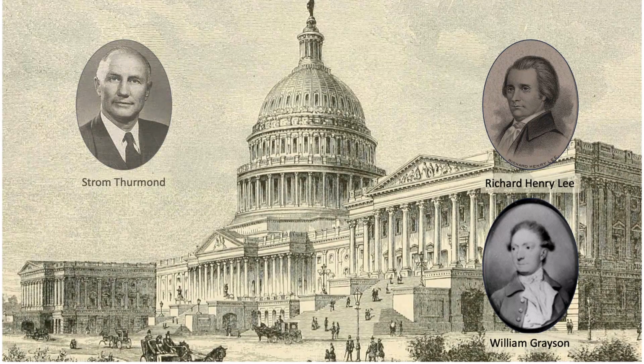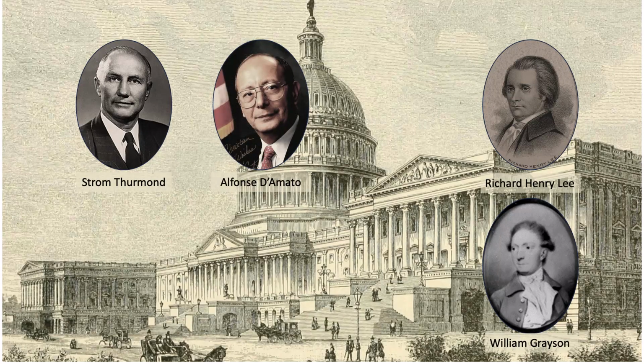In addition to Grayson and Lee's filibuster, several other historical examples of the filibuster are noteworthy. Senator Strom Thurmond of South Carolina conducted the longest solo filibuster in history, speaking for 24 hours and 18 minutes against the Civil Rights Act of 1957. Senator Alphonse D'Amato of New York was well known for two lengthy filibusters, one in 1986 against a military bill for 23 hours and 30 minutes, and another in 1992 for 15 hours against a tax bill.